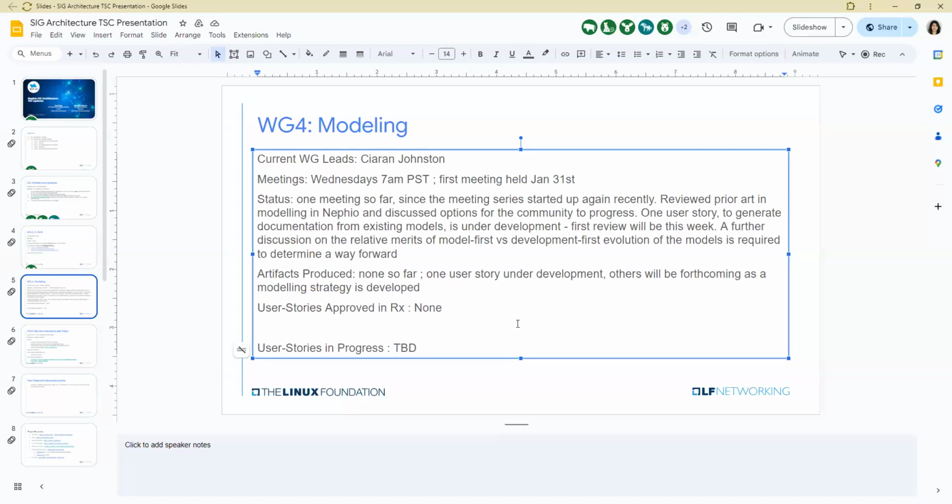So Sana, I think Siran has mentioned in his chat that he has updated the TSC presentation with some information about modeling. This is the slide he updated. He said one meeting so far since the meeting series started up again recently. Reviewed prior art modeling and discussed a few options for the community to progress. One user story to generate documentation from existing models is under development. First review this week. Yeah, so probably it's in a very early stage. No convergence.